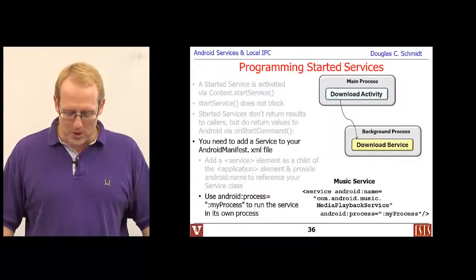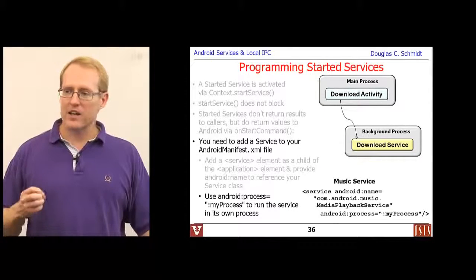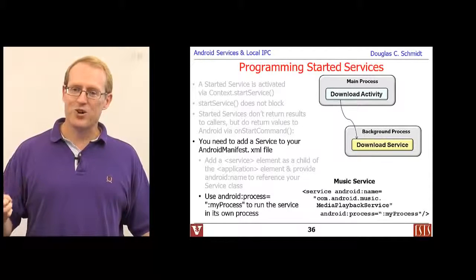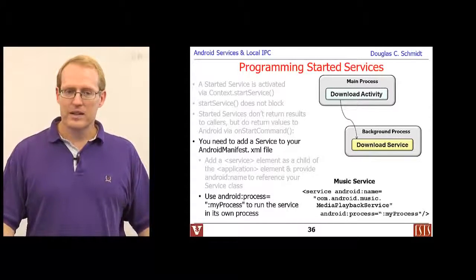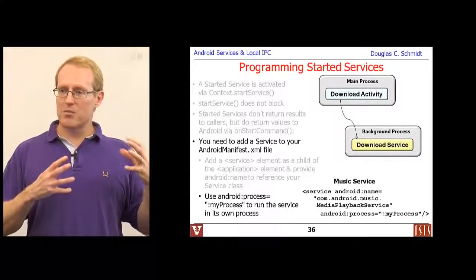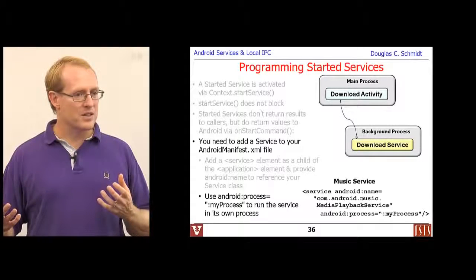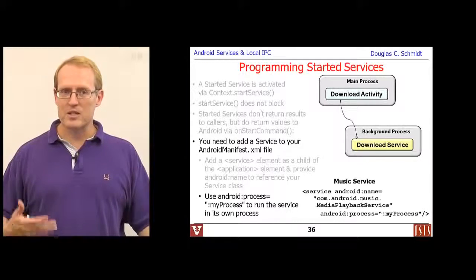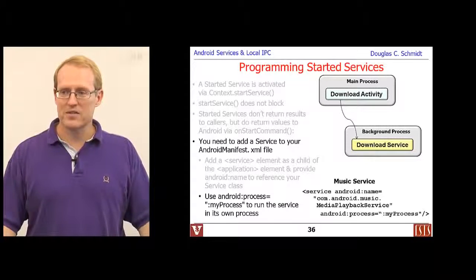One of the other cool things you can do is, with just a little tiny tweak to your manifest file, you can actually direct Android to run your service in a separate process. So what does that mean? Well, normally your service runs in the same process as the caller. By starting something in a separate process, there's a bunch of interesting things that happen. Does anybody want to hazard a guess as to why you might want to run things in a separate process?